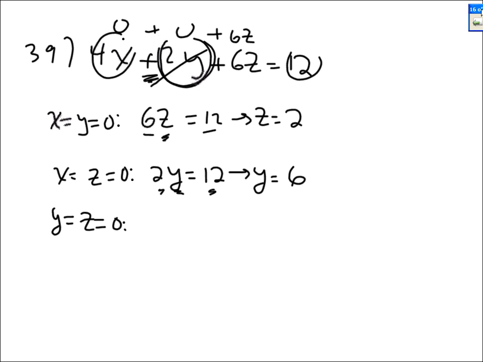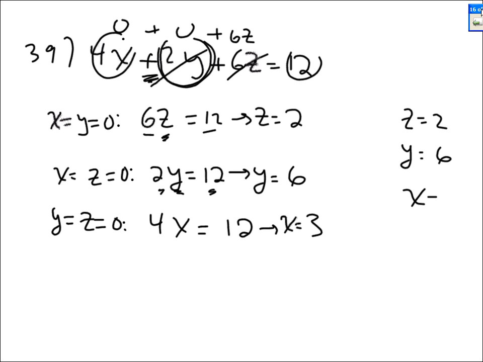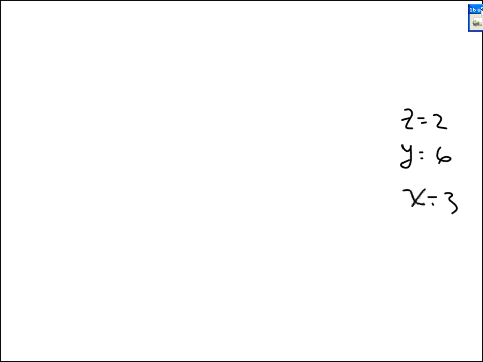Y and z are 0. So what survived is 4 times some number, which we're calling x, is 12. 4 times 3 is 12. The x is 3. So let me write this down here. Z is 2. It crosses the y-axis at 6. It crosses the x-axis right at 3. With those 3 intercepts, I can draw my graph.